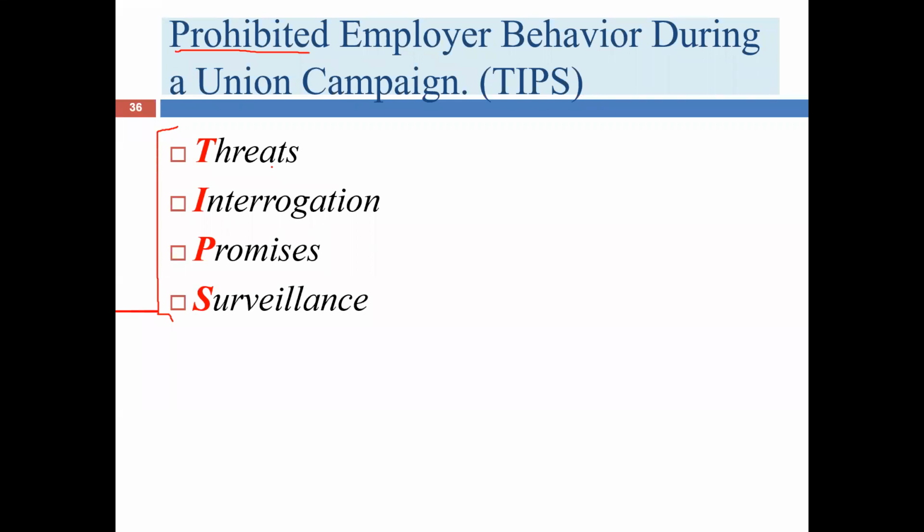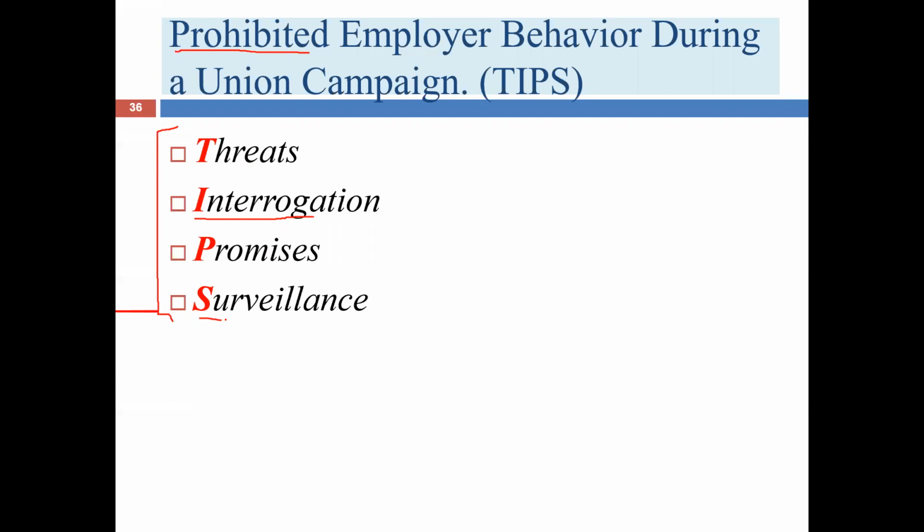You can't interrogate or question workers. Again, you can listen actively, but you can't ask questions of workers about what's going on in the union area. Just like you can't threaten, you can't make promises. Things like, boy, if this union goes away, I'm pretty sure we're all going to get a big raise. So you can't do the flip side. You might call this like extortion and this is a bribe. You can't do either during a union campaign.